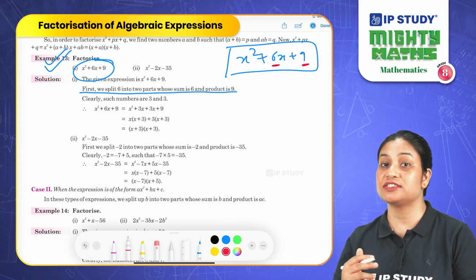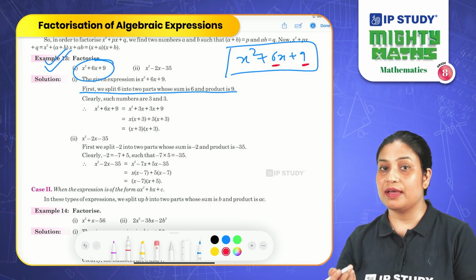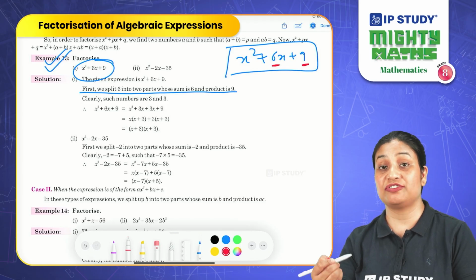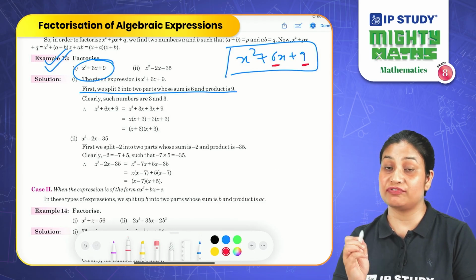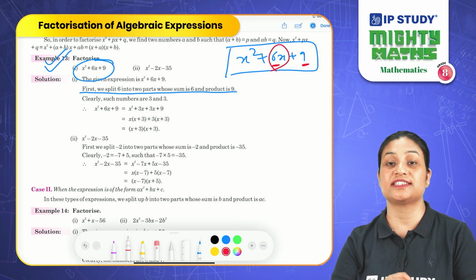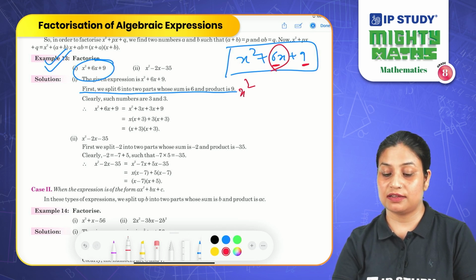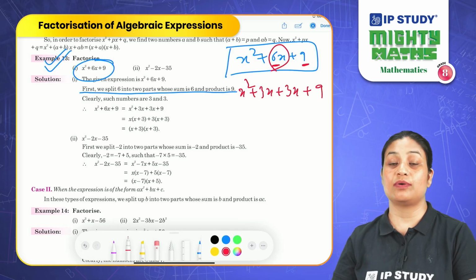So, we have 2 numbers, 3 and 3. Why? Because if you multiply 3 by 3, you will get 9. And if you add 3 to 3, you will get 6, right? So it means I can split this 6x as 3x plus 3x and write it down like this.